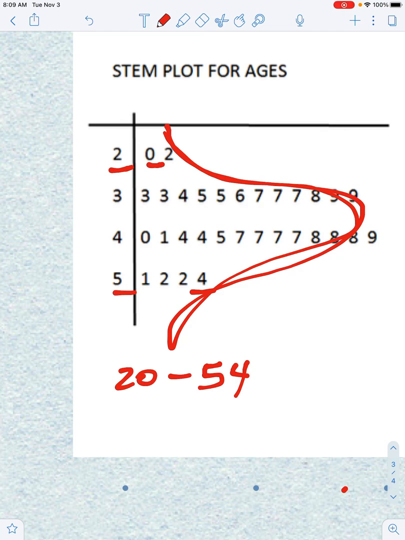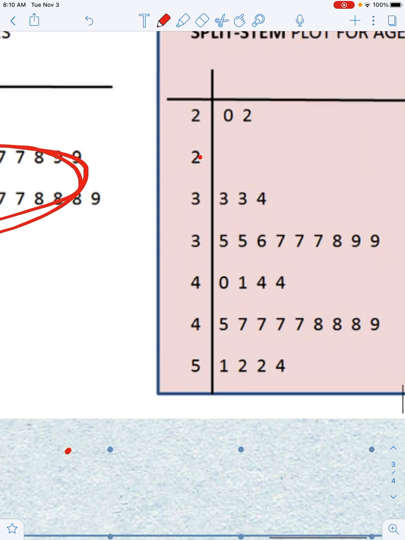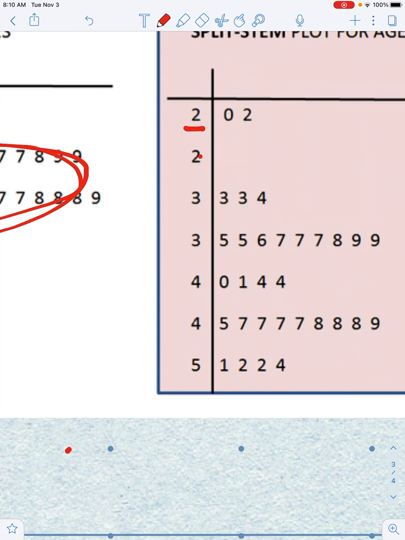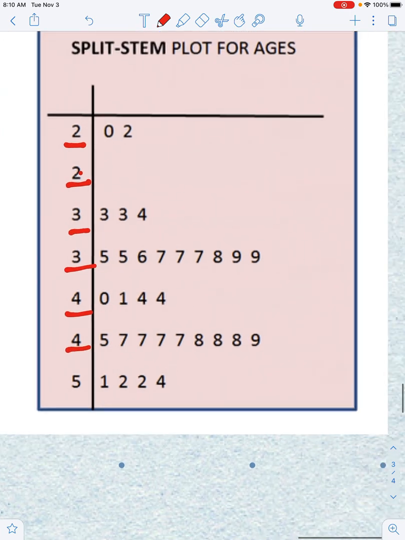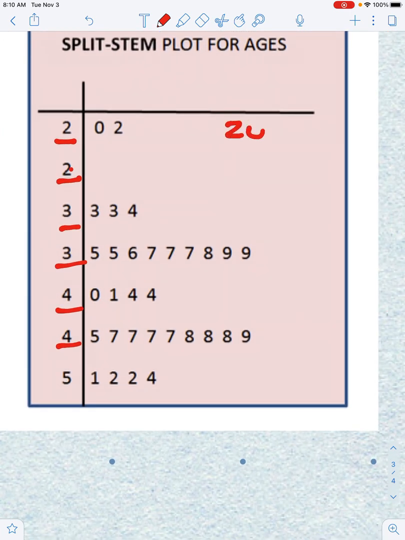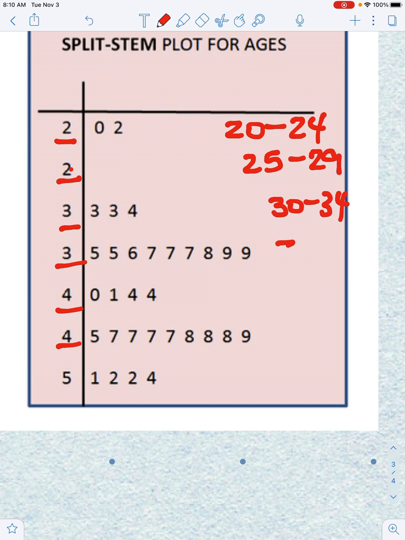But if we create a split stem and leaf graph, we see actually some more information that we don't see in this one. And what a split one does is it breaks the stem of 20 into two. Notice that there's two 30s and two 40s. And what it does is this first group is from 20 to 24. The second grouping is 25 through 29. Okay, and then 30 to 34. And then this group is 35 to 39.